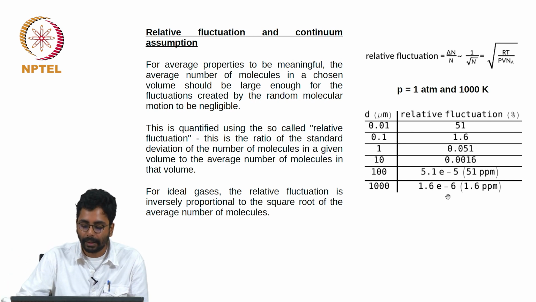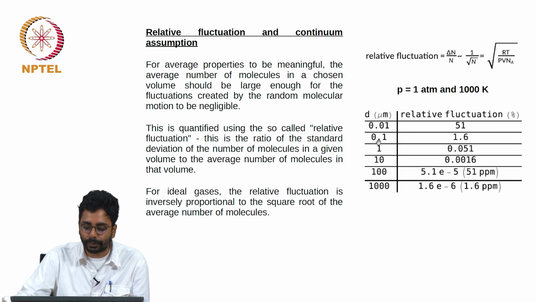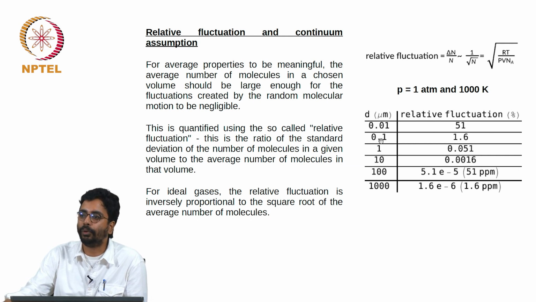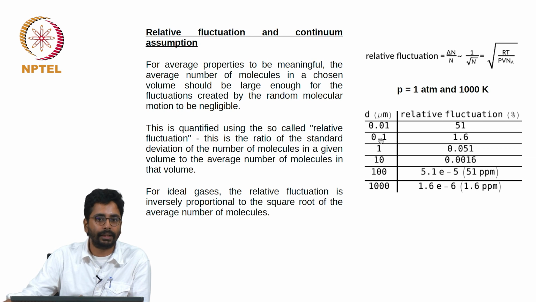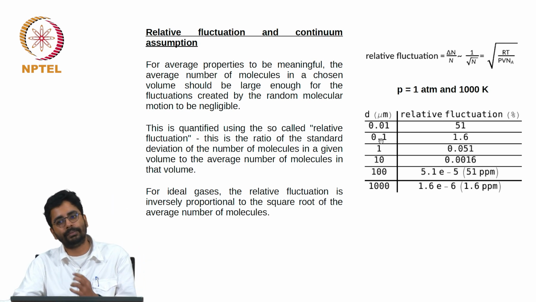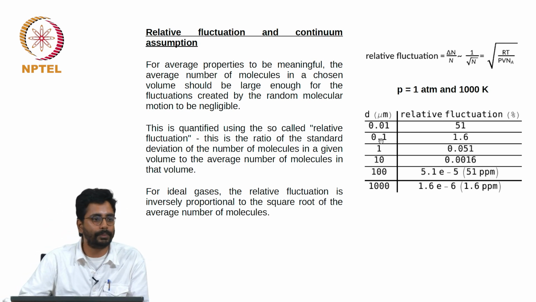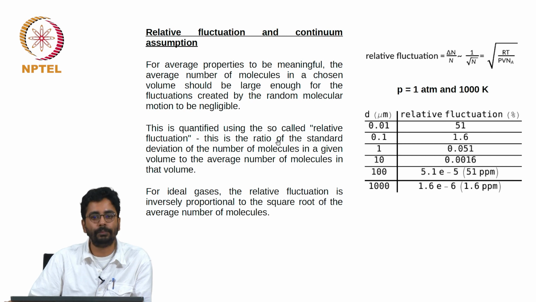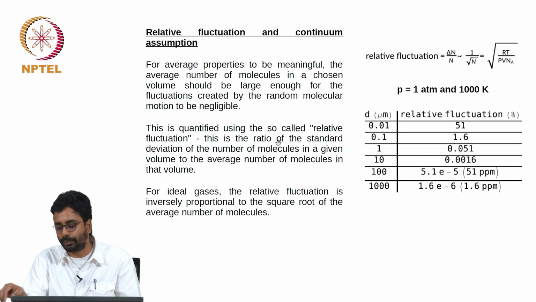So, starting from about 0.1 micron, we can consider the volume to have sufficiently large number of molecules with minimal fluctuation for averages to be meaningfully defined. So, with this we now have a limit on what the smallest volume can be.